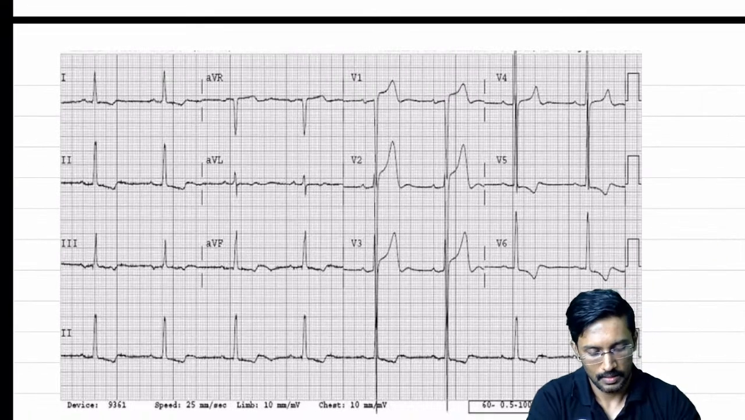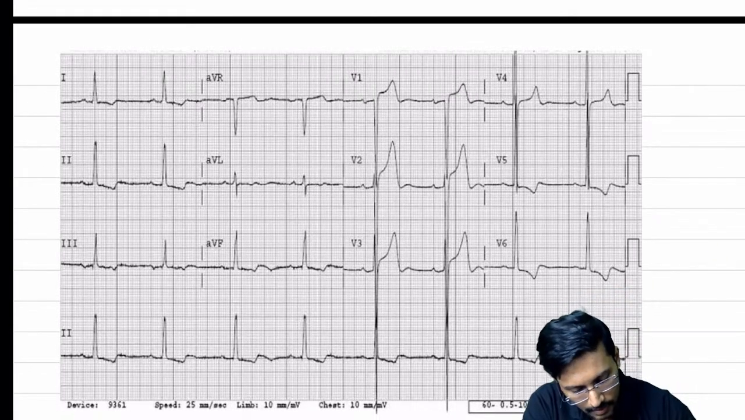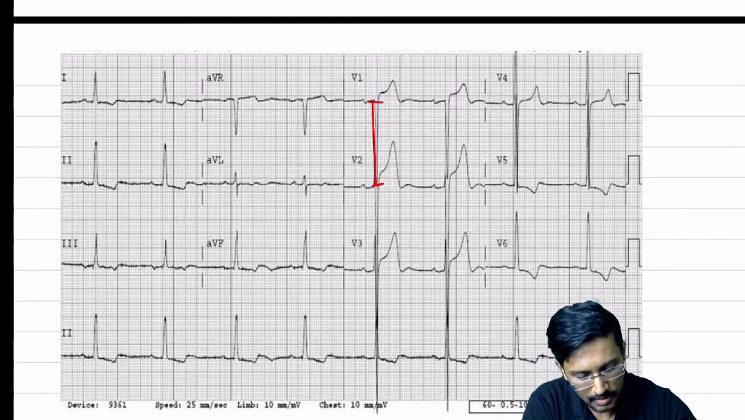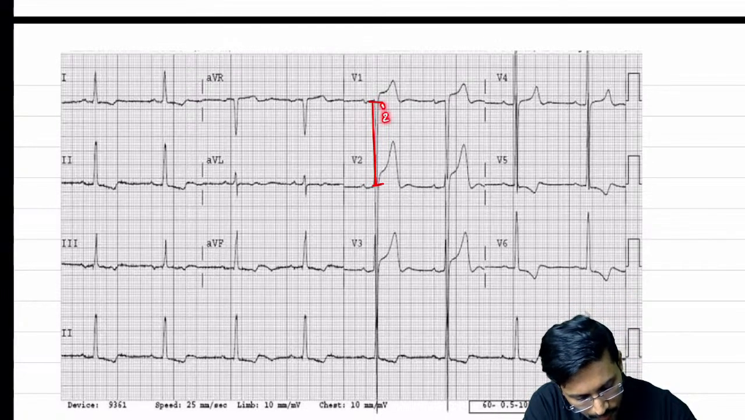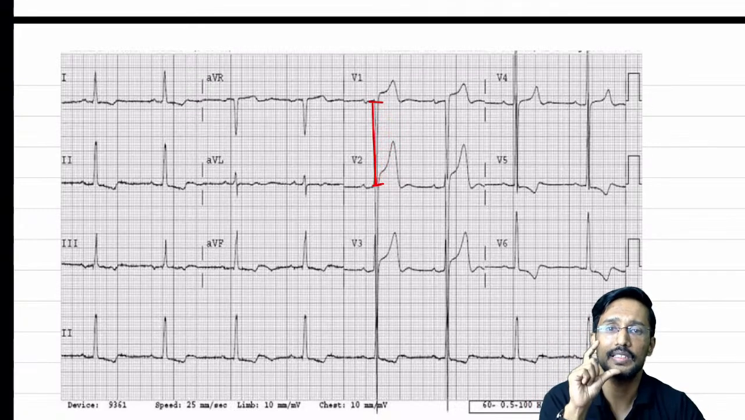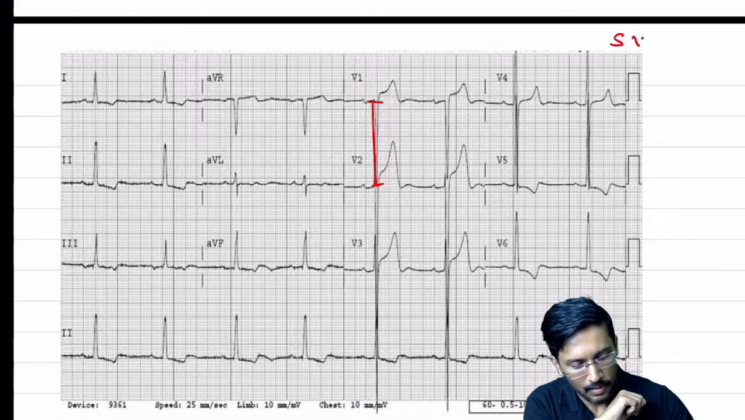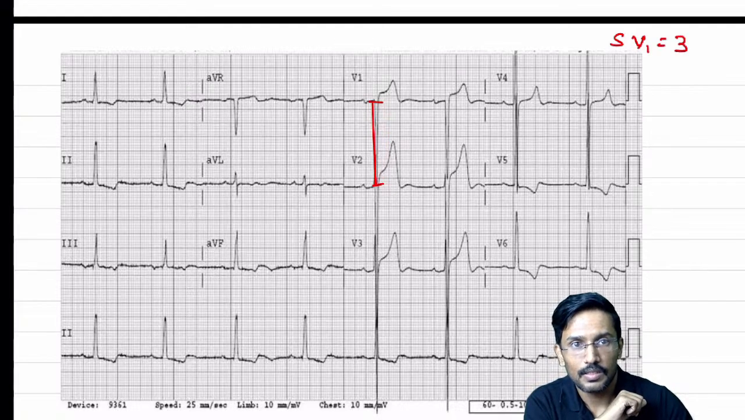Let us look at this. The S in V1 extends all the way till here, right? So how much is it? 1, 2, 3, 4, 5, 6, or little more than 6. Even if I count it as 6 large boxes, that means S in V1 is equal to 30.